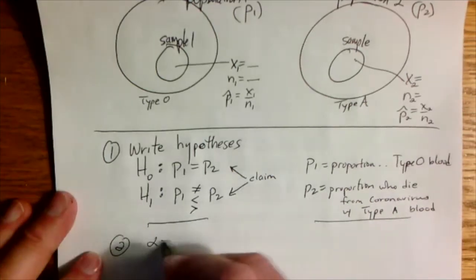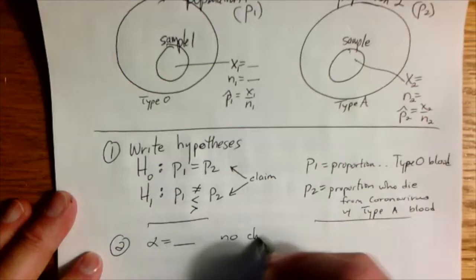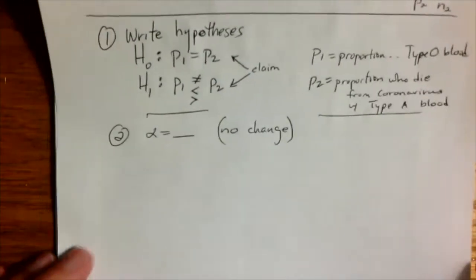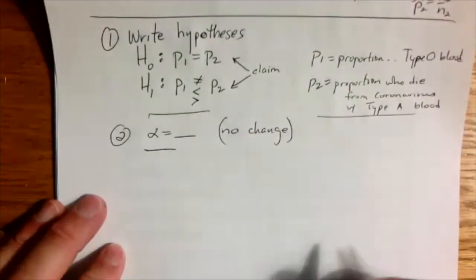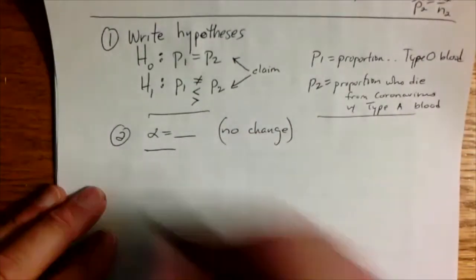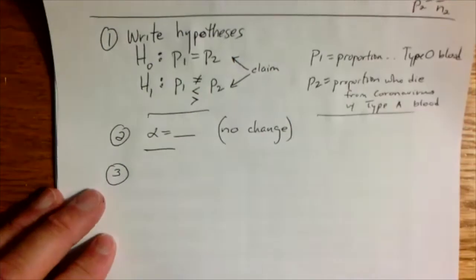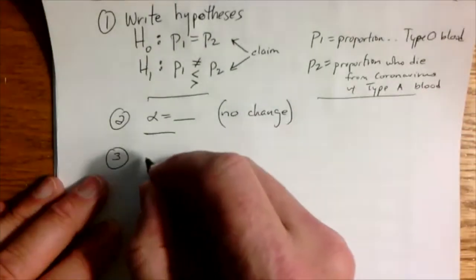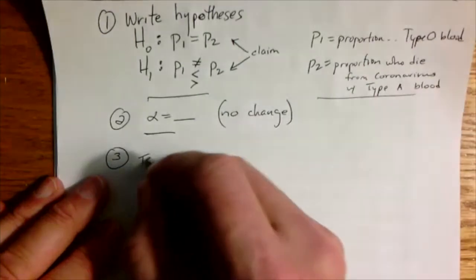All right, the second step is to identify the level of significance. There's no change in this step. That level of significance is typically going to be given to you in the problem, and if it's not, we're just going to establish alpha to be 0.05. Step 3 is the test statistic and the p-value.